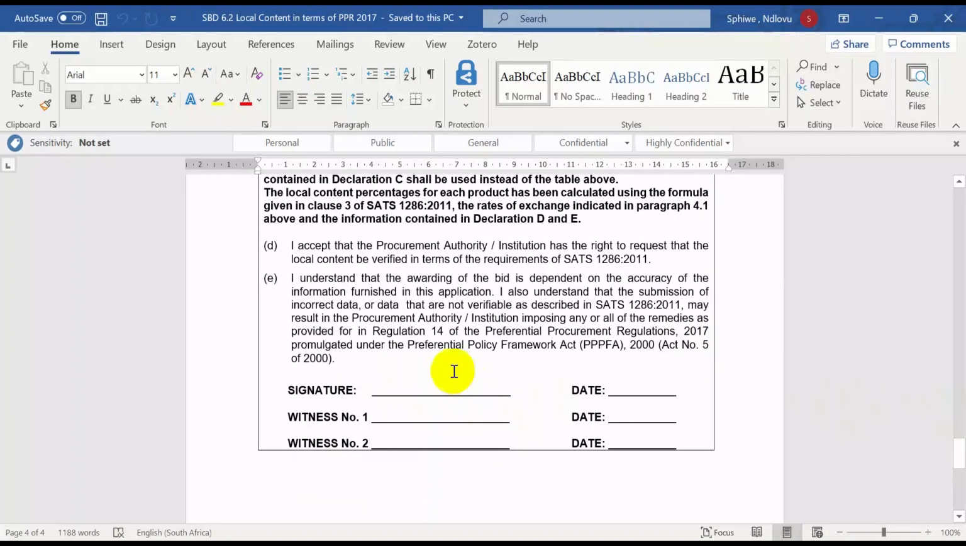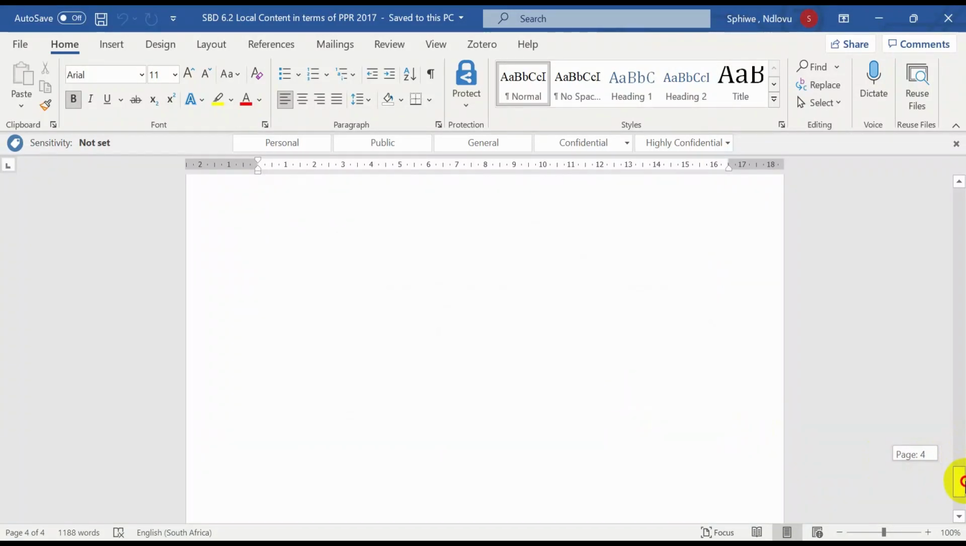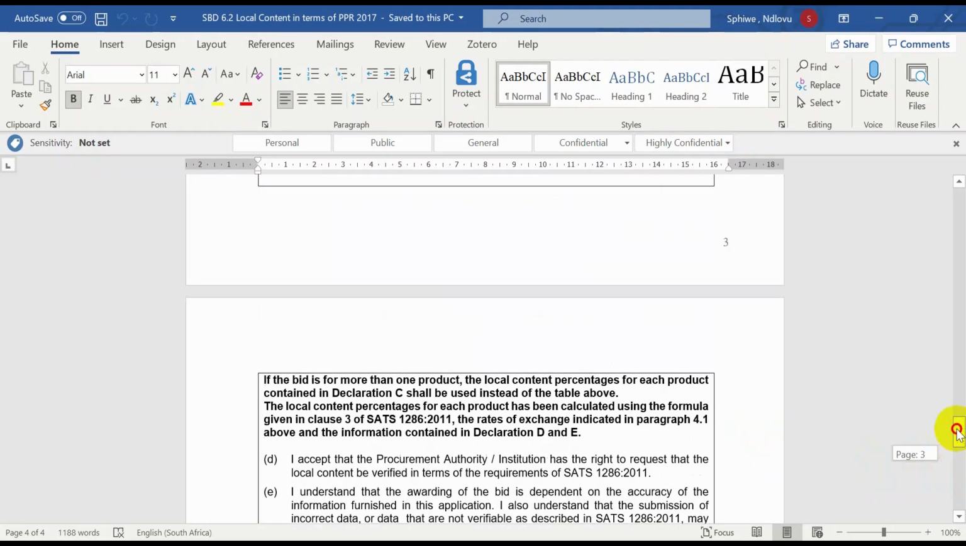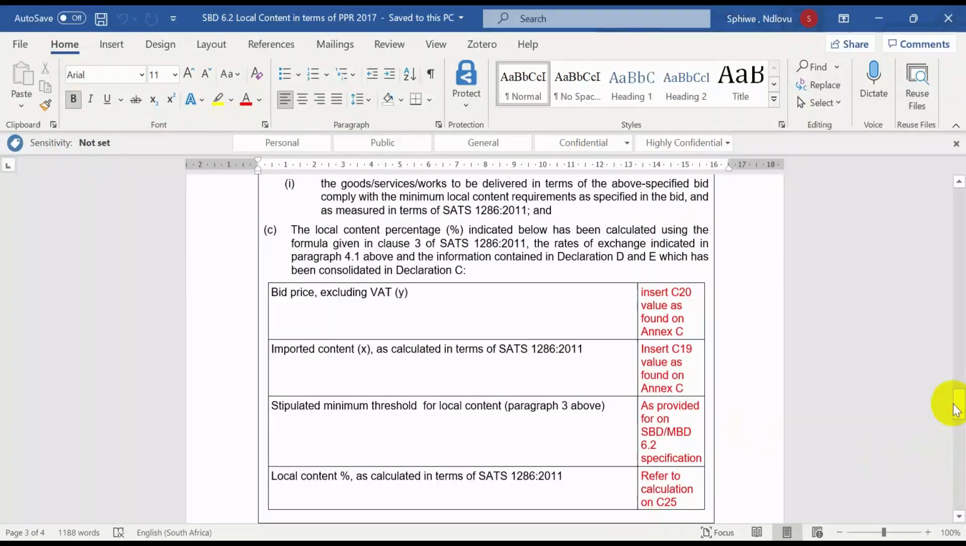And then you sign here, and then you get the 2 witnesses, and then you date, and you submit this document together with your annexures and together with the other documentation. Please make copies of every document that you will be sending, because remember, you need to keep this document for 5 years. So in case you are the one who's going to win this tender or who will be awarded this bid, at least you will have copies of your documents as well.